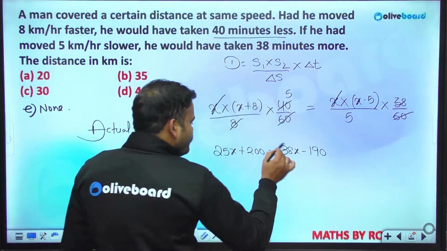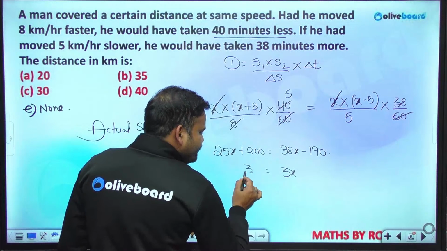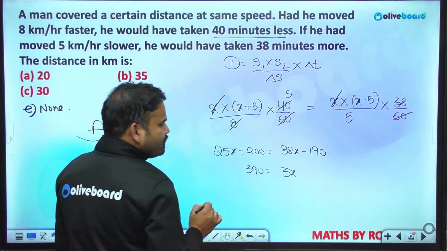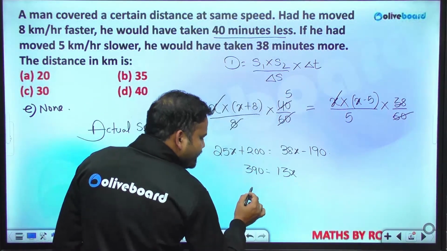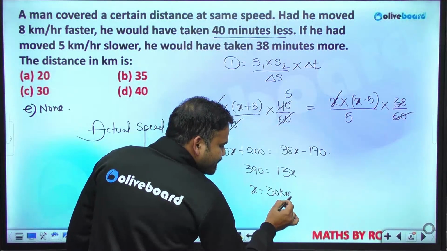So this will go over here, 3x... 13x equals 390, so the value of x will be what? 30 km per hour. So his original speed is 30 km per hour.